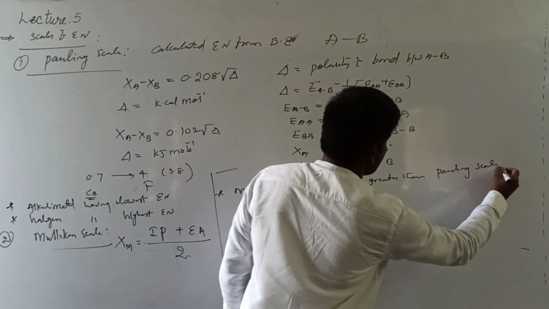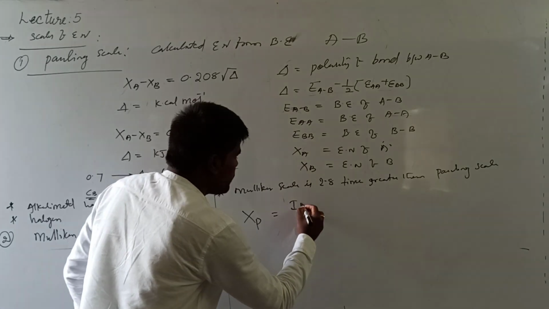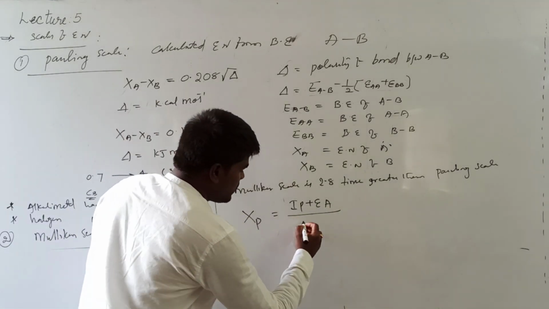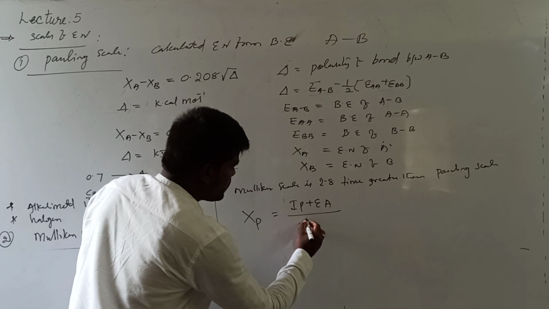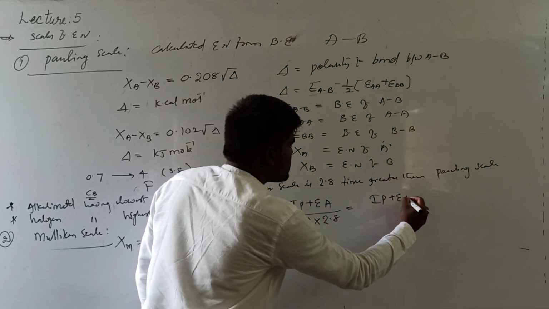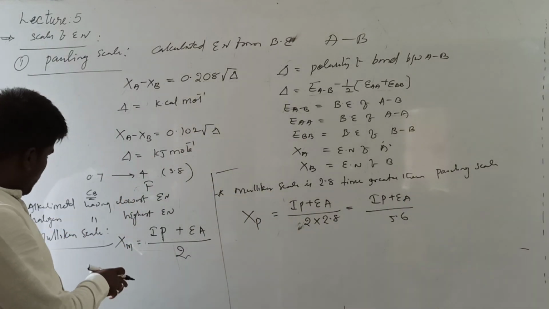Pauling scale. So electronegativity on the Pauling scale will be equal to (IP + EA) upon 2 into 2.8, which will become equal to (IP + EA) upon 5.6, where IP is ionization potential and EA is electron affinity. This is the Mulliken scale.